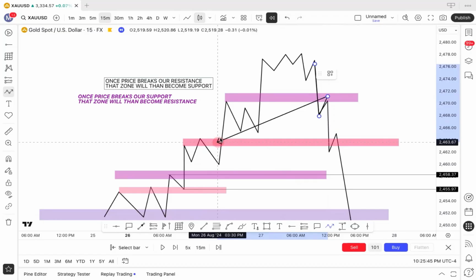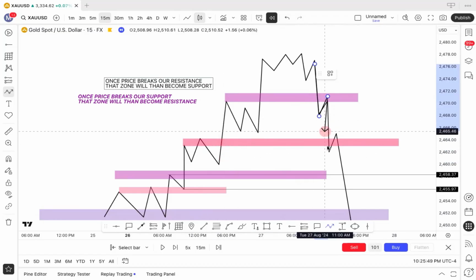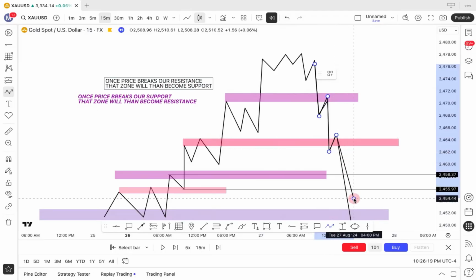even originally, what was resistance here has to be what? It has to be support. Because if this is our resistance, this purple zone that we are currently at, we need our support to be below us because the floor is lower than our ceiling. That's how it is. So as we approach this zone, this has to be our support, and it's going to be our support until we break it. Once it breaks our support, that zone will then become resistance. So this will become resistance and price will continue pushing down.